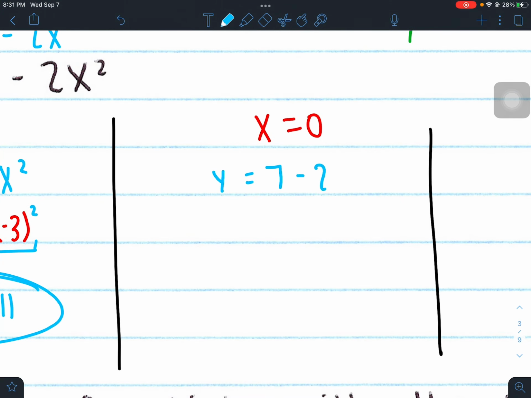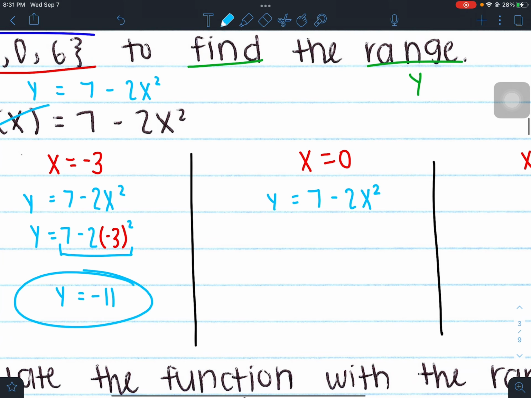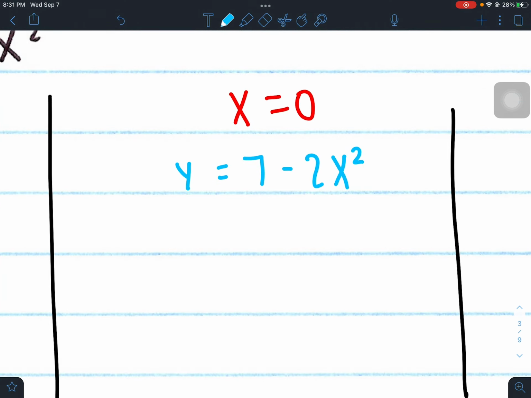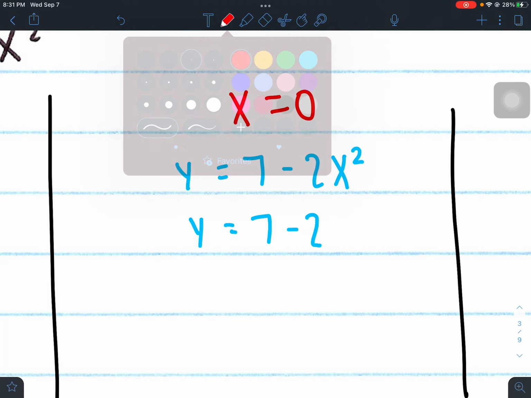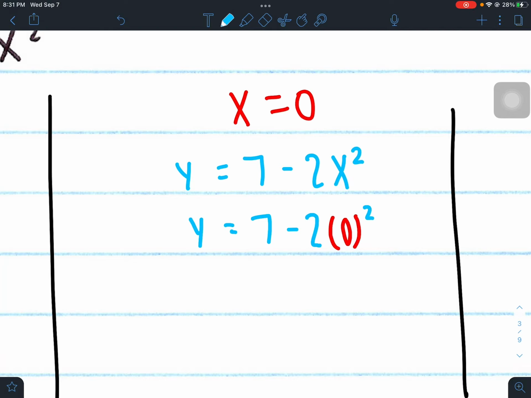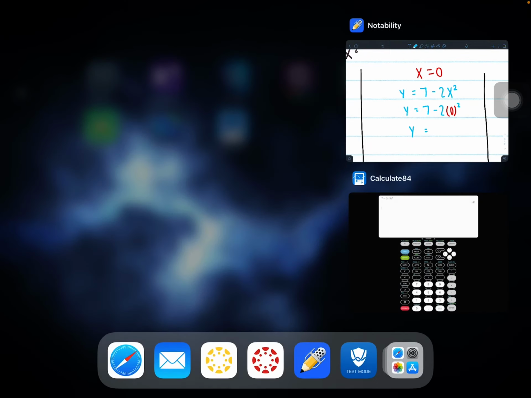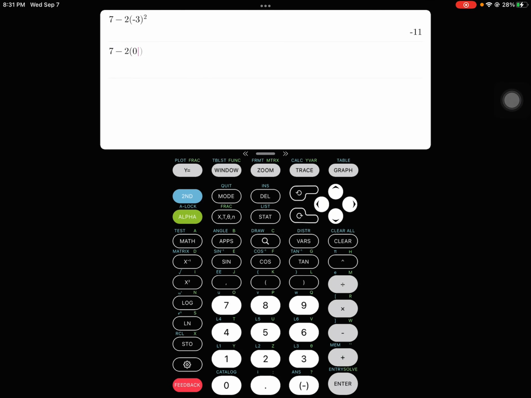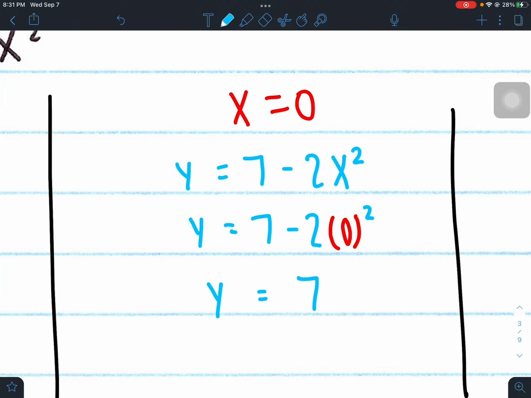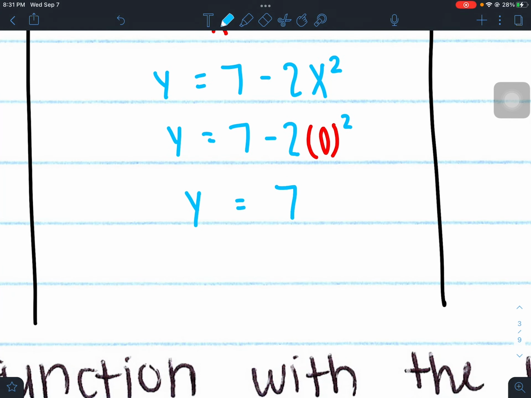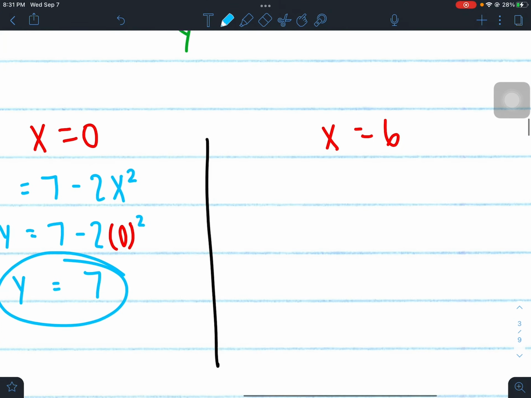Now again, I'm going to go ahead and write down the equation that I was given at the very beginning, y equals 7 minus 2x squared. And then I'm going to go ahead and plug in for the value that I'm given. So I'm given x equals 0. So I'm going to plug in 0 for my x value. So I have y equals 7 minus 2, and in parentheses, 0, and squared. Now when I plug this into the calculator, 7 minus 2 parentheses 0 squared, I get 7. So I'm going to go ahead and write a 7 there. And then I have, as my final answer, not yet, right? Because that's our second value. And then we're going to move on to the last x value.